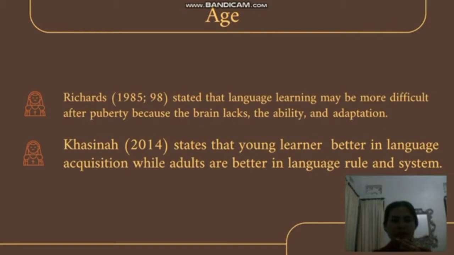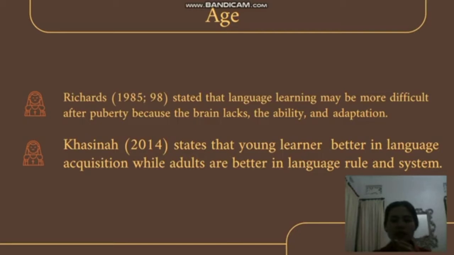Everybody agrees that age is a crucial factor in language learning. Moreover, all believe that young learners are better at language than adults. According to Richards, 1985, page 98, language learning may be more difficult after puberty because the brain lacks the ability of adaptation. It is because children use language to express their feelings in a simple way and get better pronunciation. Then it is possible for them to speak like a native because of the long period of learning.